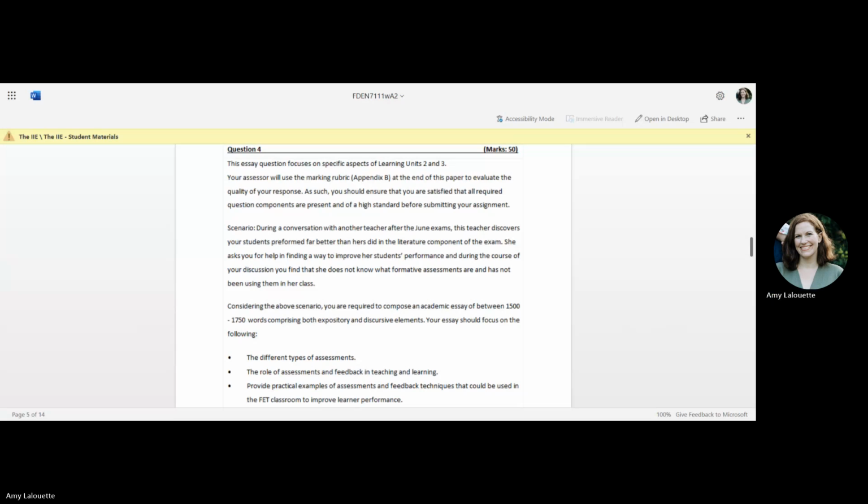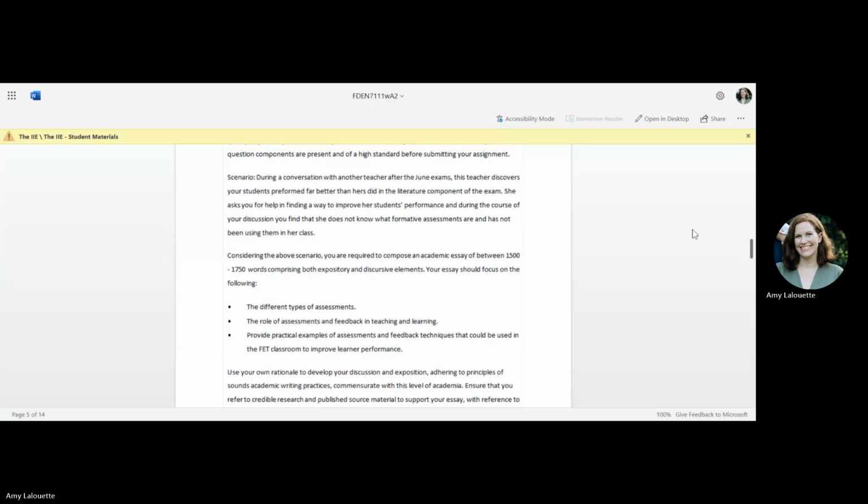So this is the scenario. During a conversation with another teacher after the June exams, this teacher discovers your students performed far better than hers did in the literature component of the exam. She asks you for help in finding ways to improve her students' performance, and during the course of your discussion, you find that she does not know what formative assessments are and has not been using them in her class.